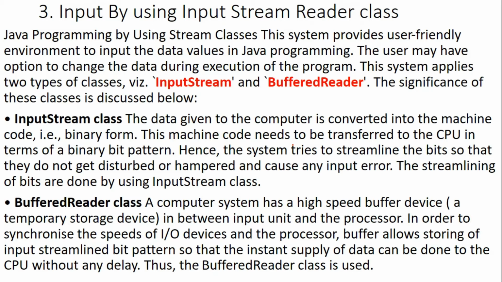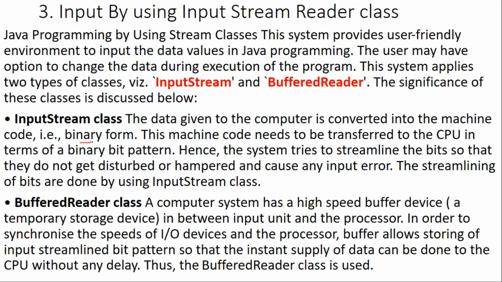Input stream class. The data given to the computer is converted into machine code, that is binary form, or you can say 0 and 1. This machine code needs to be transferred to the CPU in terms of binary bit patterns. Hence the system tries to streamline the bits. Streamline means arrange these bits in an ordered way so that they do not get disturbed or hampered and cause any input error. The streamlining of bits is done by using the input stream class.